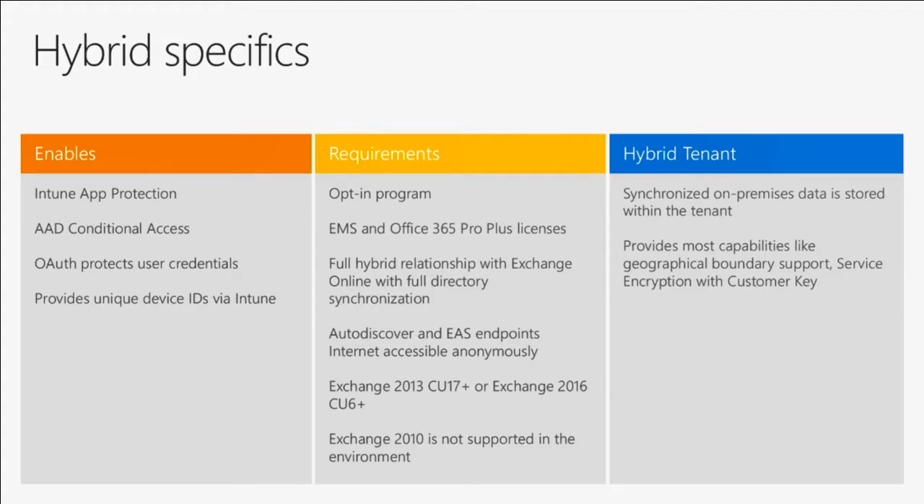You also need to have your Autodiscover and Exchange Active Sync namespaces accessible from the internet. And there's a keyword that we'll go into in the next slide around what I mean by anonymous. It has to do with OAuth authentication.